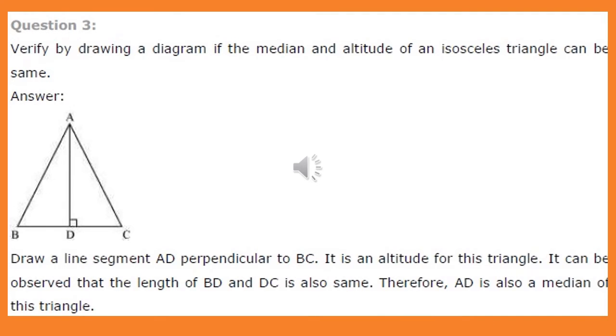Question number 3. Verify by drawing a diagram if the median and altitude of an isosceles triangle can be the same. We are drawing an isosceles triangle ABC, and we are marking the midpoint of BC as D. Then we are joining the opposite vertex A with D. It is an altitude of this triangle. It can be observed that the lengths of BD and DC are also the same. Therefore, AD is also a median of this triangle. So, an isosceles triangle has the same median and altitude.